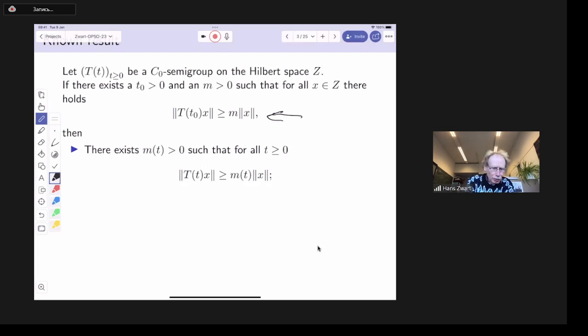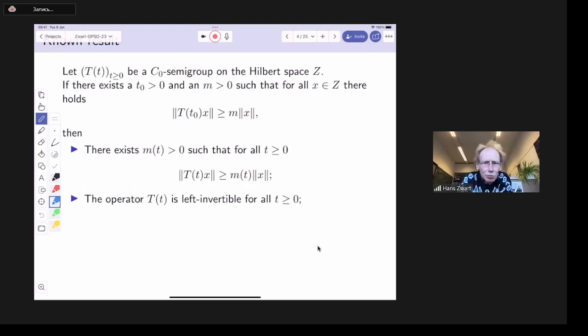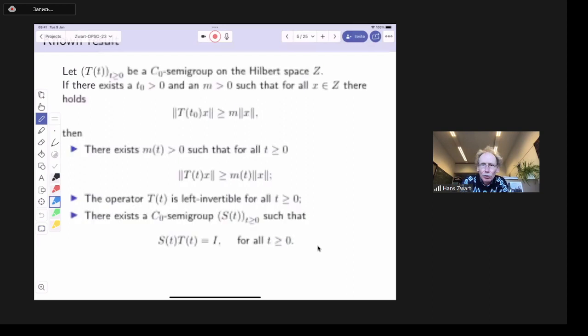That is the importance that I want to say. This is known, but it's still surprising. That means basically that the operator is left invertible for every time. And I found that very surprising. There really exists a C0 semigroup which is the left inverse of my original semigroup.